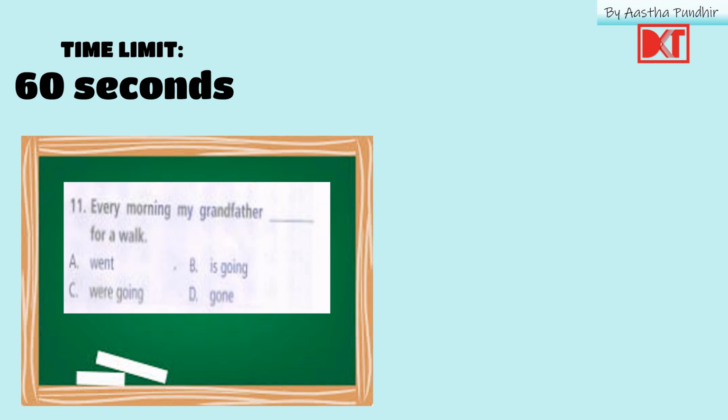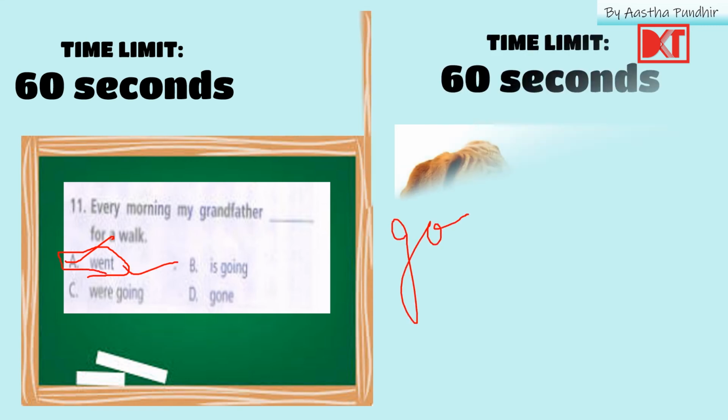Alright, here. Every morning my grandfather dash for a walk. Okay, here: went, is going, were going, gone. Here the correct answer is A, went for a walk. This is simple past we are talking about. And for go, the past form is went. Alright, so the answer is A.